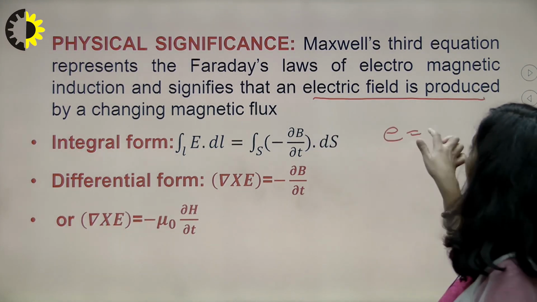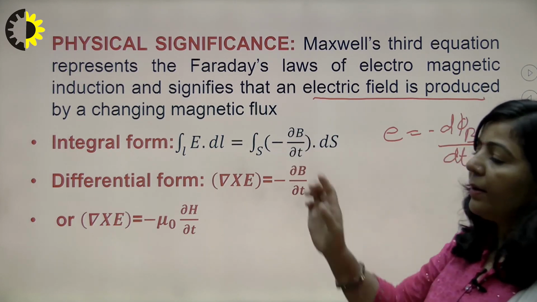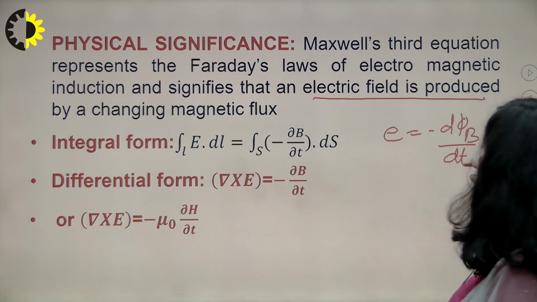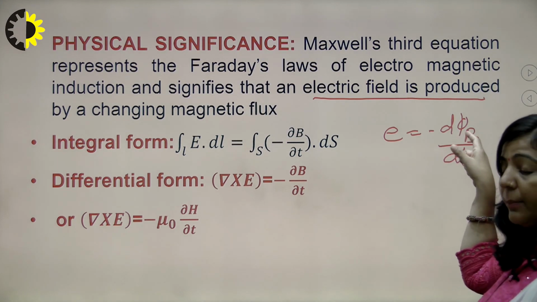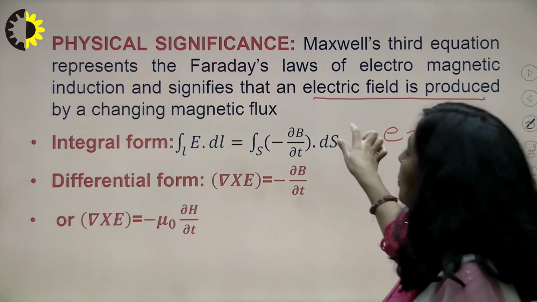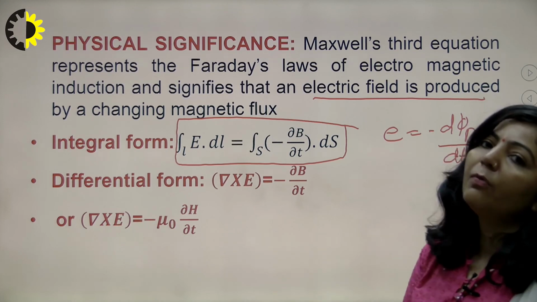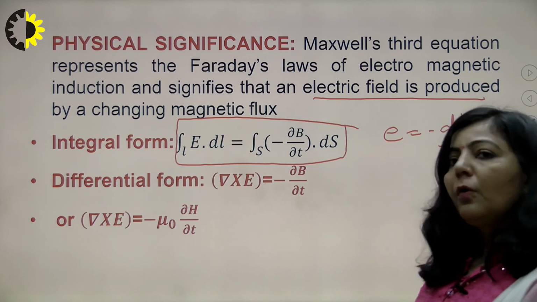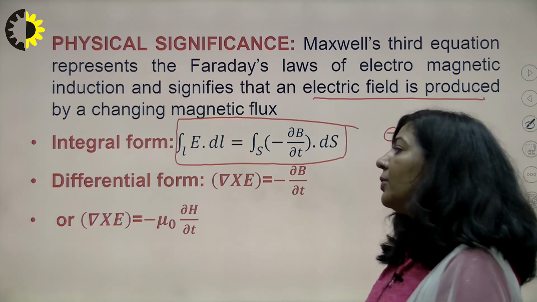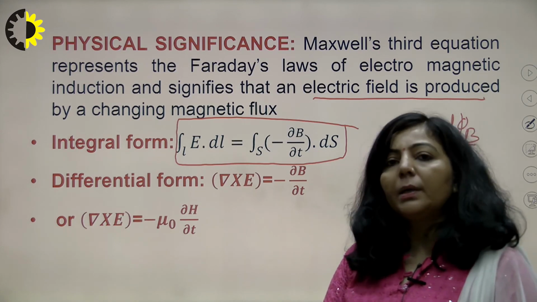Why is this the integral form? Because each and every term of this law is now written in integral form. EMF, that is the line integral of E, equal to minus d upon dt of phi B. Phi B is the surface integral of B, and after interchanging operators you are getting this. As you can see, each and every term is in integral form. So this is the integral form of the third Maxwell equation. Differential form: del cross E is equal to minus del B by del t, or del cross E is equal to minus mu naught del H upon del t. So this is your third Maxwell equation.